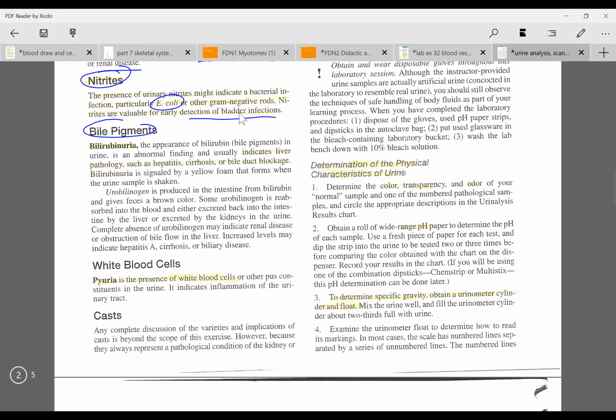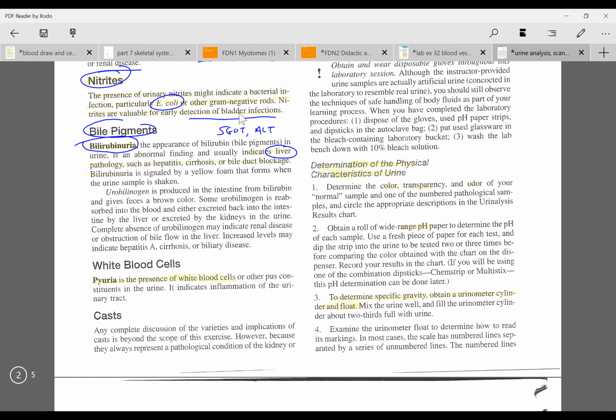So, bile pigments or bilirubin. If you find bilirubin in the urine, that's bilirubinuria. This can indicate liver disease or liver issues. A good follow-up with this would be to do a liver panel, looking for your SGOT, your ALTs and so on. There's a bunch of liver enzymes.